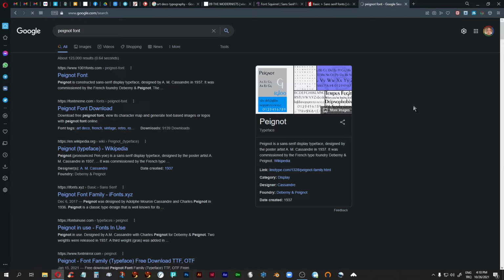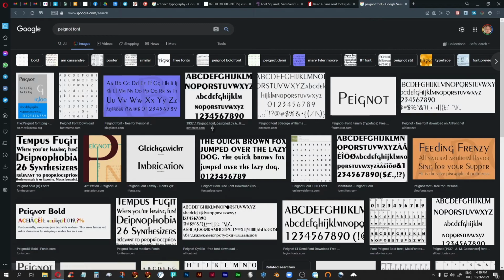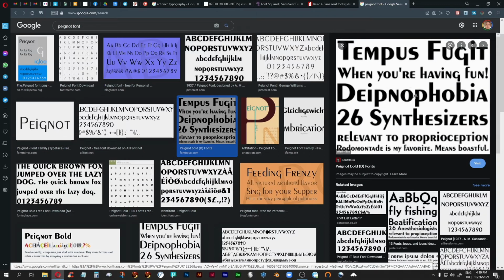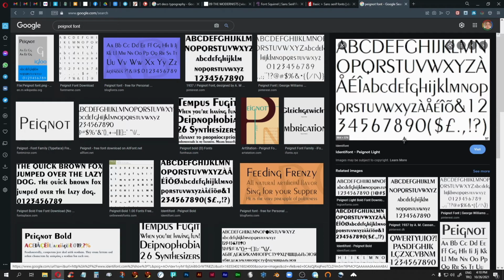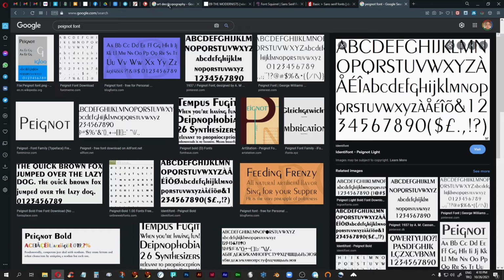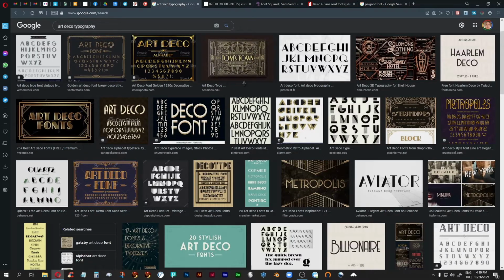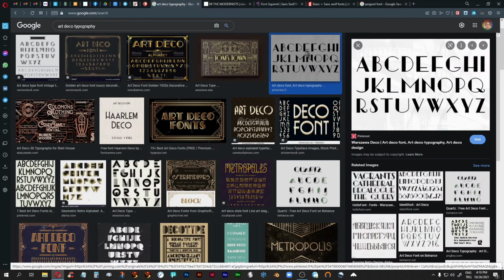So let's go to images. And if you look here, for example, this is Peignot. This is a bold version of Peignot. This is the light version of Peignot. So basically, what Art Deco fonts look like is this. Sorry, they have very different stroke widths, but they don't have serifs.